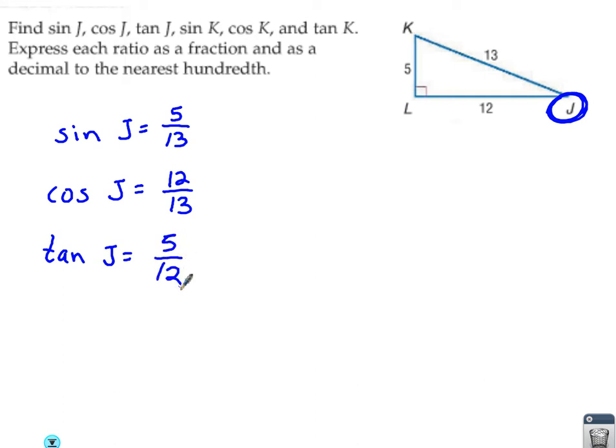Perfect. Everybody understand that? Sine, cosine, tangent. Now let's go to sine, cosine, and tangent of K. First off, the sine of K. Do that one for me, Riley.